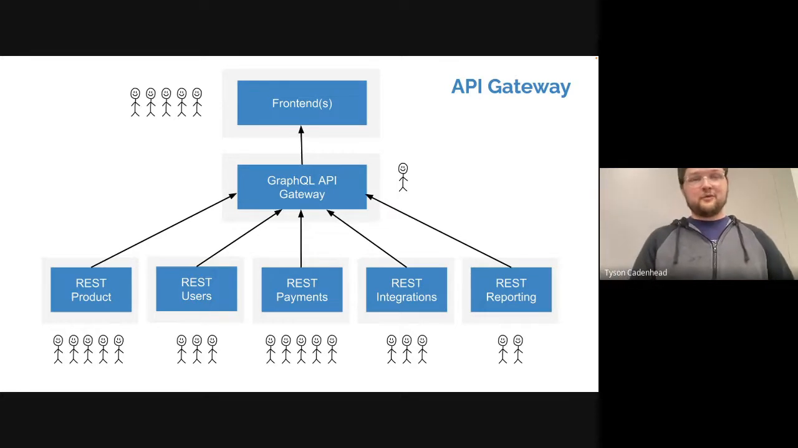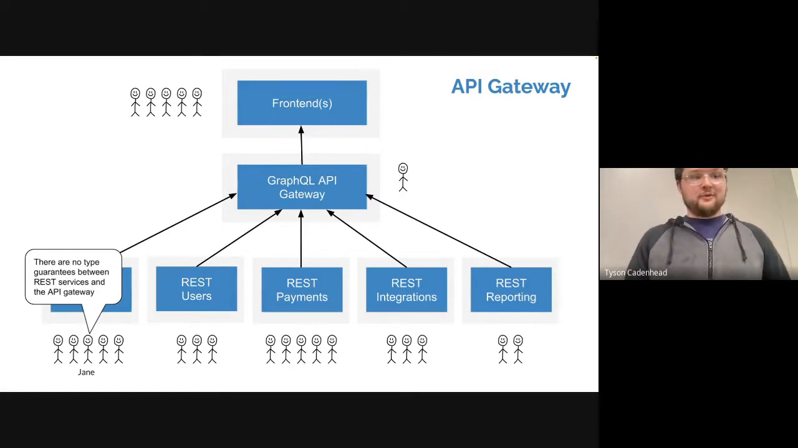So the first stab they would take at this is they decided that they would build a GraphQL API gateway, basically in front of a bunch of RESTful APIs. So that way they have one schema here in the middle, and it resolves to a product or a user, and basically the front end doesn't have to know about all the different APIs. It's just all available for the front end to call, and this API deals with all those things. Jane came in and said, there are no type guarantees between the REST services and the API gateway, which is true because there's no way that the API gateway knows what's going to be returned. It's a handshake contract, kind of.